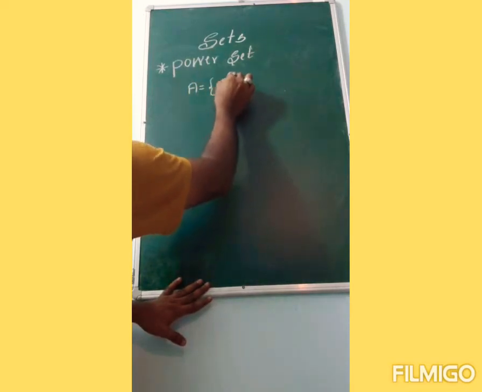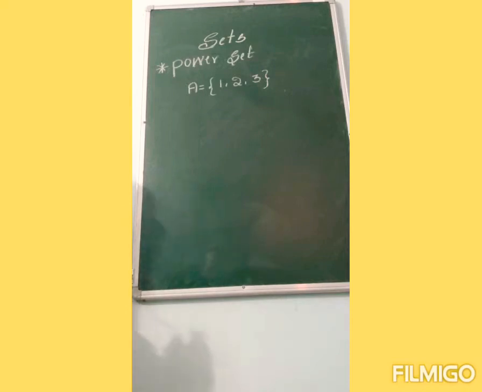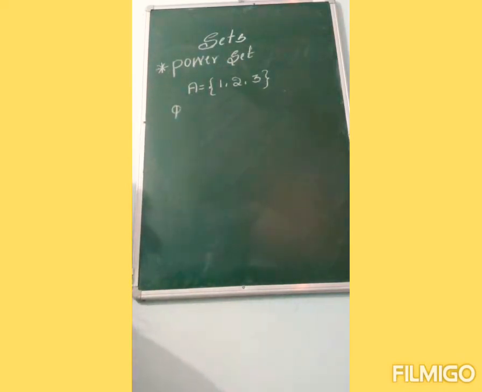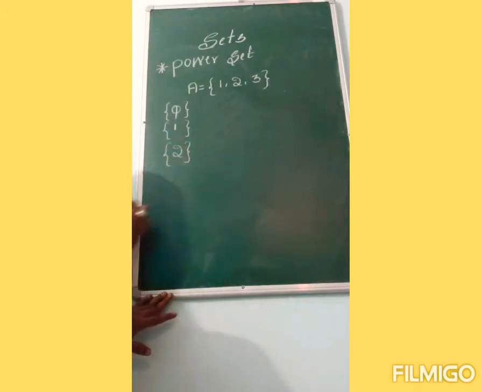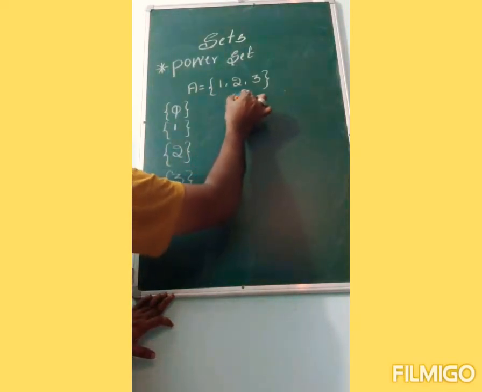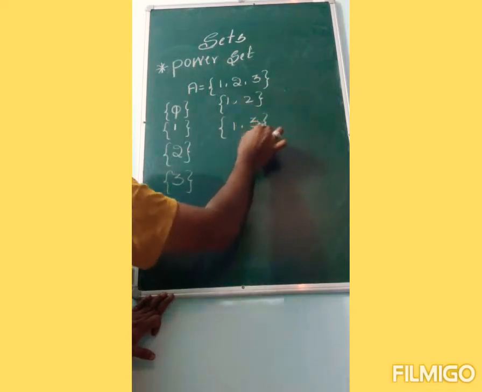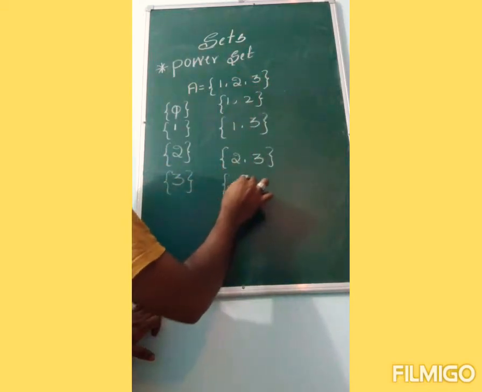A is a set {1, 2, 3}. Let me write all the subsets. First I will start from the nothing, the null set. Then 1 is another set. Then 2 is another subset. 3 is another subset. Now 1 and 2 is another subset. 1 and 3. Then 2 and 3. Then 1, 2, 3.